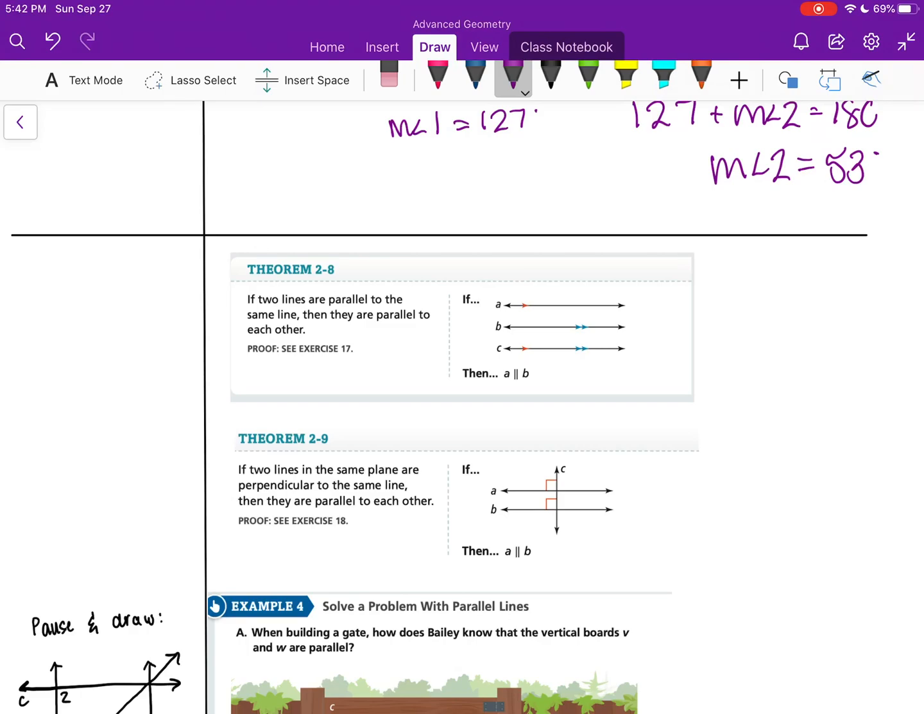and we don't necessarily need to write them down, but we do need to go over them. It simply states that if two lines are parallel to the same line, then they're parallel to each other.